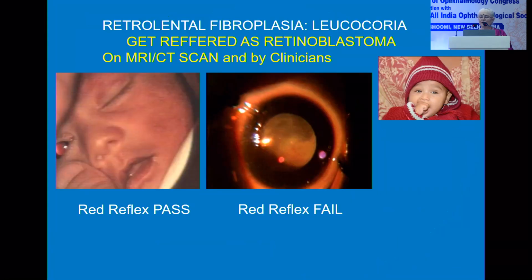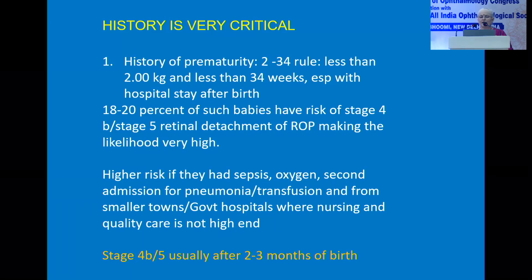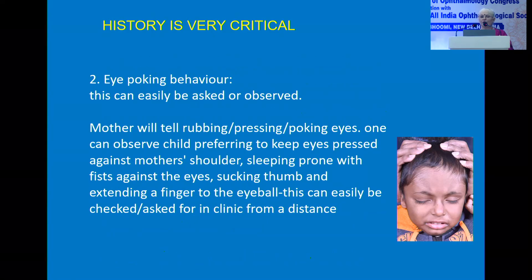Now, whenever you have retrolental fibroplasia, all these children get referred as retinoblastoma to our oncology, and many times they have enucleated these eyes. So how do you differentiate? I think the history is critical. If there's a history of prematurity, then think of ROP, especially if they had multiple other things. The eye-poking behavior: almost always when leukocoria starts, the child starts an eye-poking behavior in ROP and FEVR. It doesn't happen in retinoblastoma. You can just watch the baby and you will pick this up, or ask the mother.